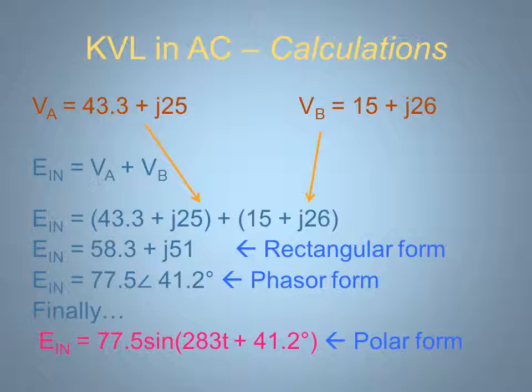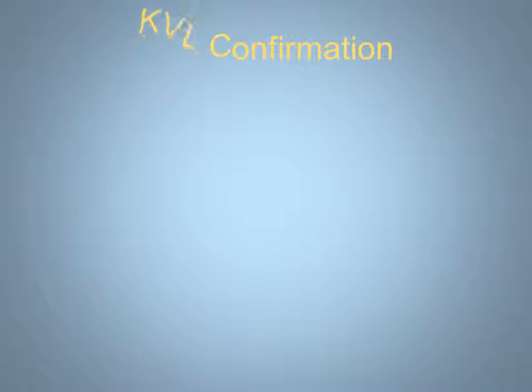Using the calculator, we convert this rectangular form back into phasor form, getting a value of R as 77.5 and the angle is 41.2 degrees. This can be easily put back into the polar equation in the same format as the question itself by using 77.5 as the amplitude at the front, then sine, the same 283t, and then the angle inside the brackets is 41.2 degrees. We can quickly confirm Kirchhoff's voltage law here.